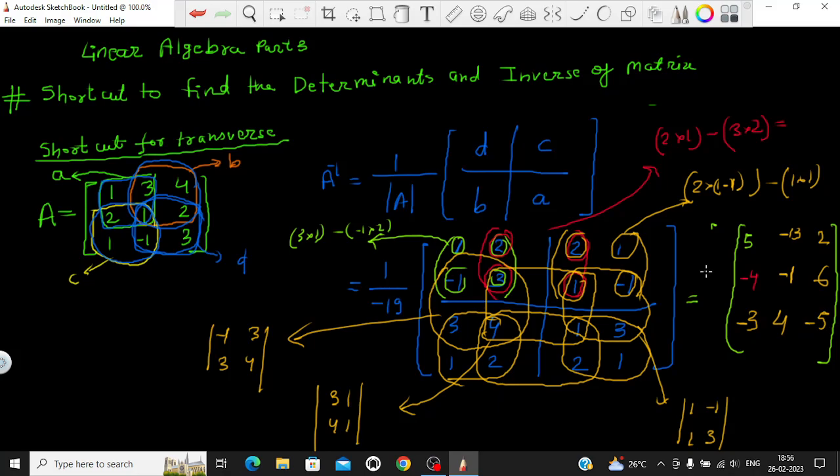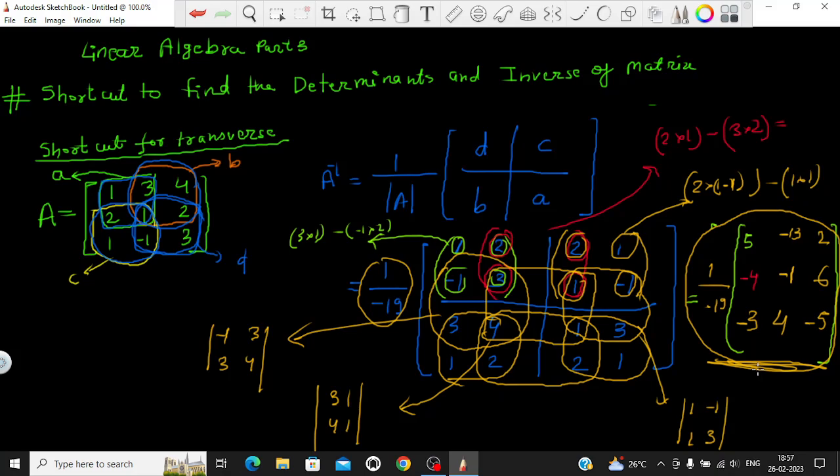Okay, and just write this value, the determinant of A, so minus 19. Now this is the value of A inverse. This is the shortcut for how you calculate the inverse of a 3 cross 3 matrix. Okay, clear to you? Now we will start another topic.